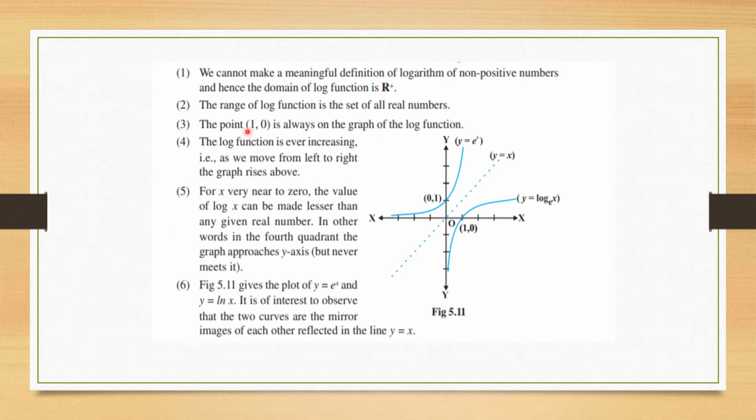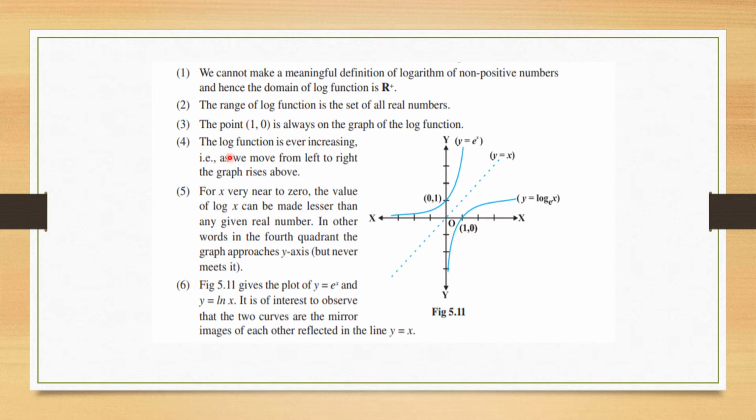The range of the log function is the set of all real numbers and the domain is R positive. As in the case of the exponential function, the point (0, 1) was always there on the graph. Here, for the log function, the point (1, 0) will always be on the graph. This was for exponential, where 1 was on the graph. So here 10 will be on the graph.